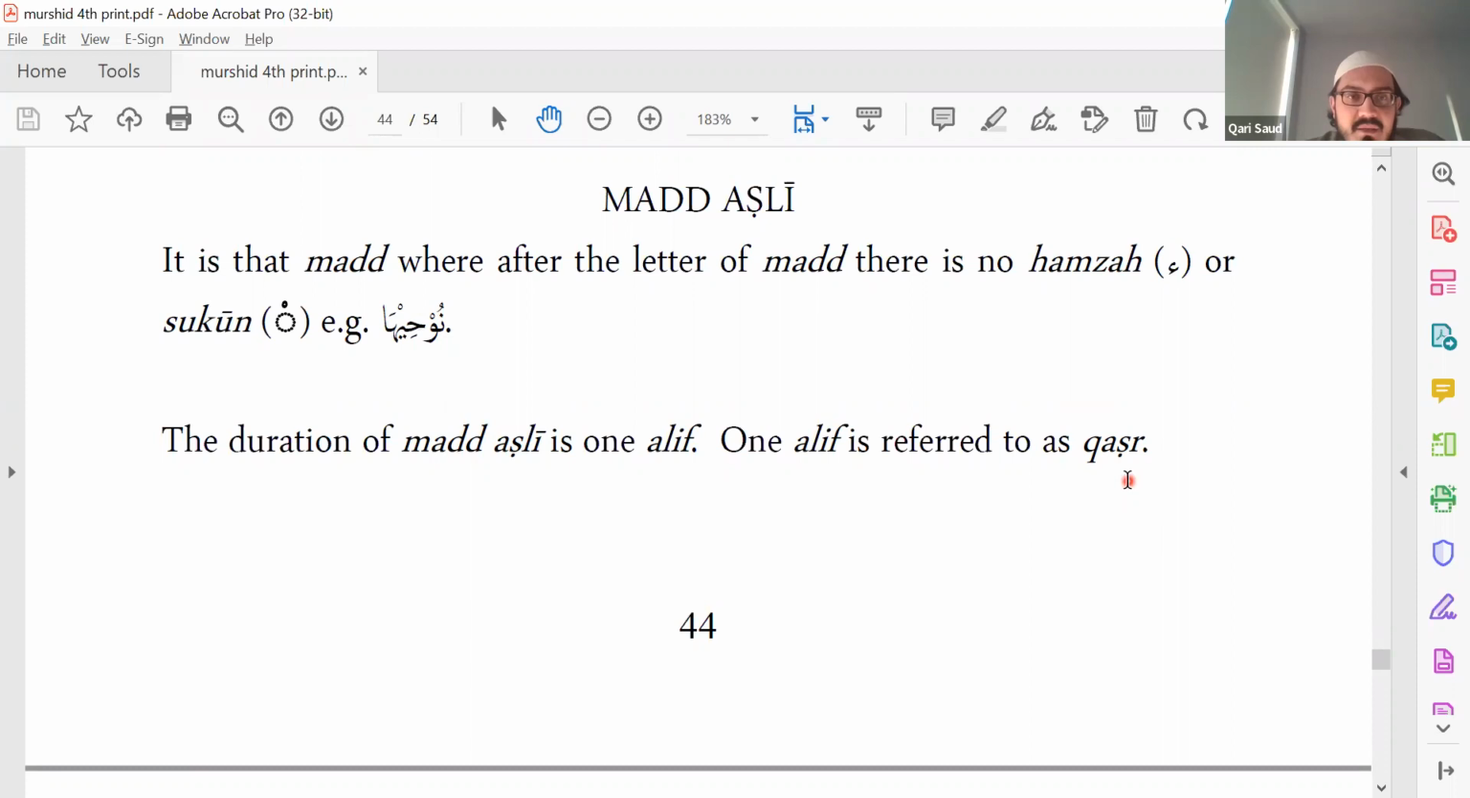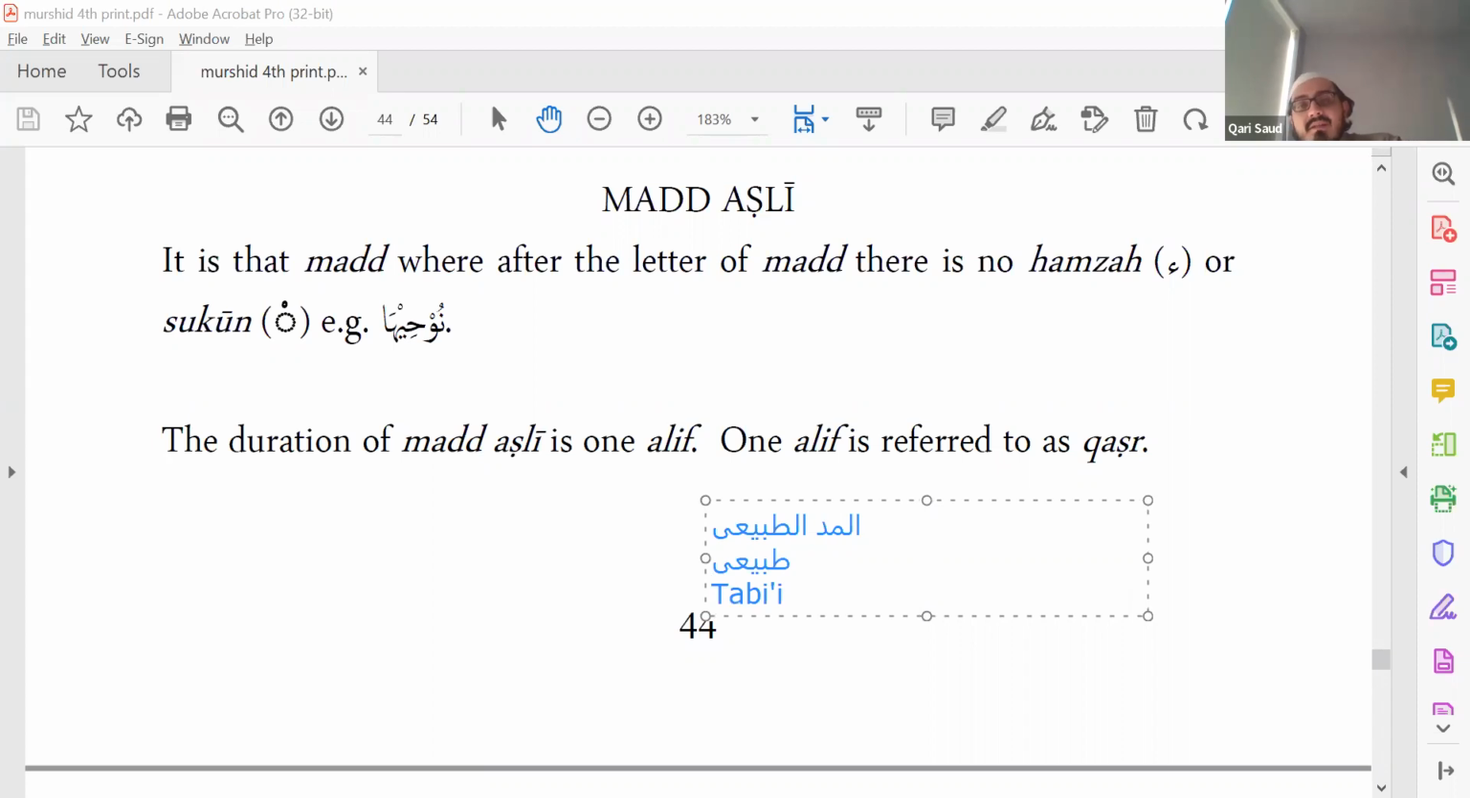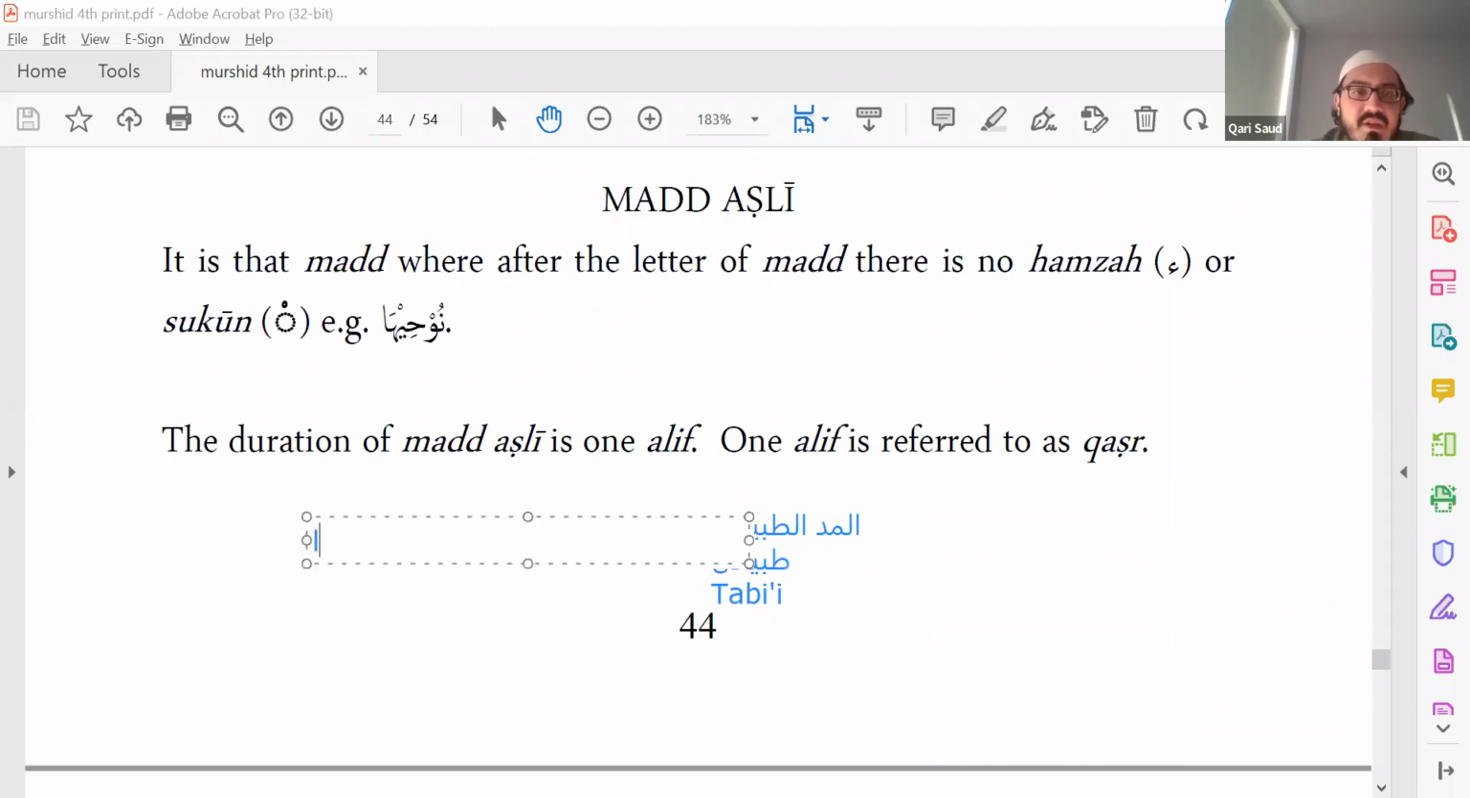So we can call it mad asli. We can also call it another name, mad tabi'i. So you can say al-mad al-tabi'i, or in English letters, tabi'i. Why is it called tabi'i? Because it's a natural mad. If we tell anyone to read any ayah which just has one alif, for example, maliki, they're going to stretch it a natural mad. It's not going to be too long, it's not going to be too short, it's going to be a natural mad.